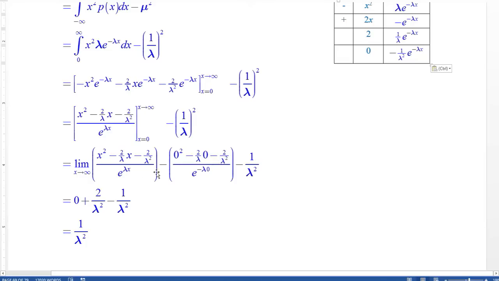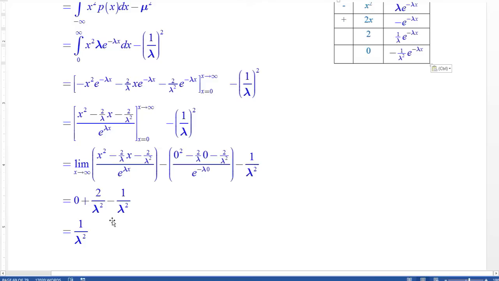That negative and that negative cancel, so we get plus 2 over lambda squared minus 1 over lambda squared, and this first limit is 0. To see that, we actually need to apply L'Hopital's rule twice. After doing L'Hopital's rule twice, the numerator will be a constant. The bottom may have some coefficients, but it'll still have just e to the lambda times x, so that denominator will go to infinity. The numerator will be a constant once we've done L'Hopital's rule twice, and so that limit is 0.